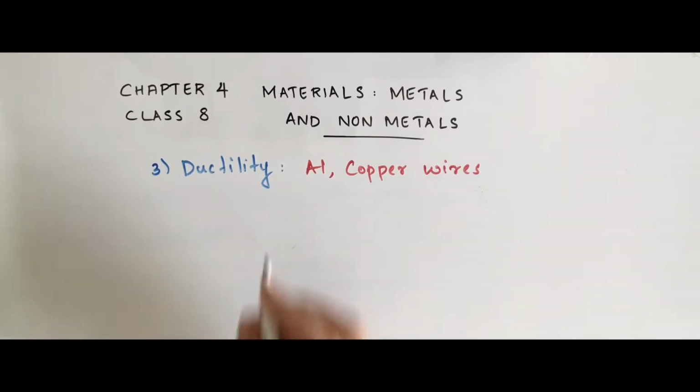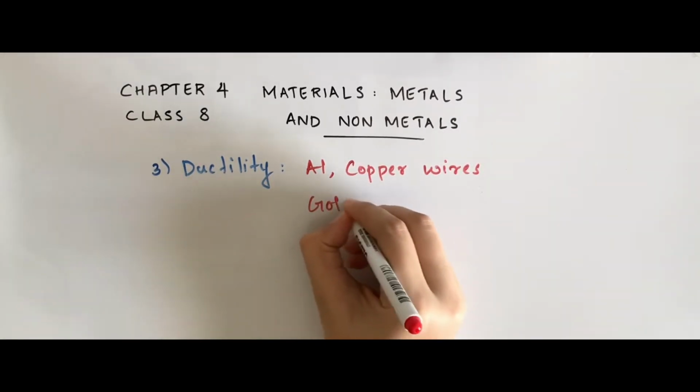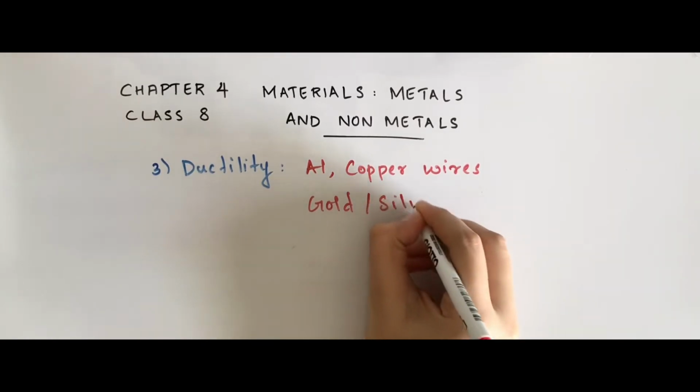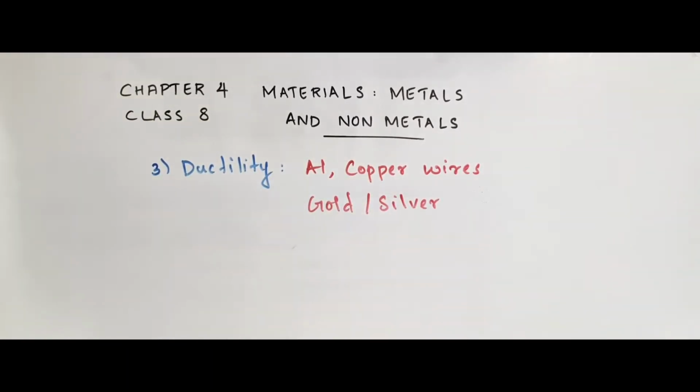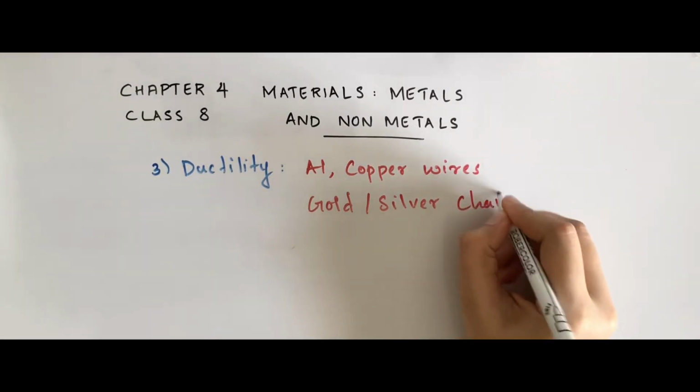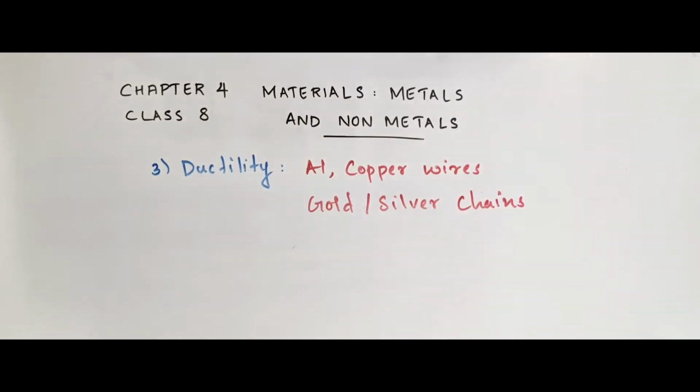A very common example would be gold or silver. We see gold and silver jewelry which are drawn into wire, like chains, for example. So these gold or silver chains are also a good example of a ductile metal.